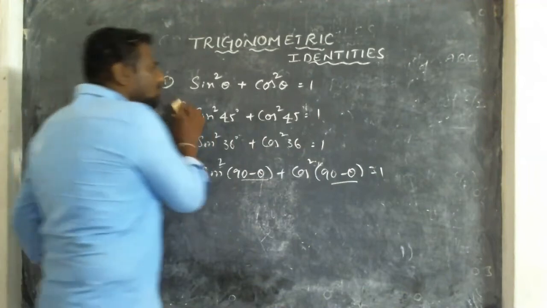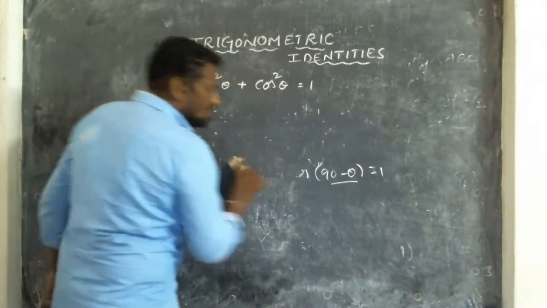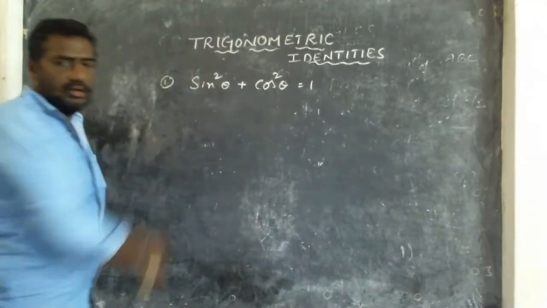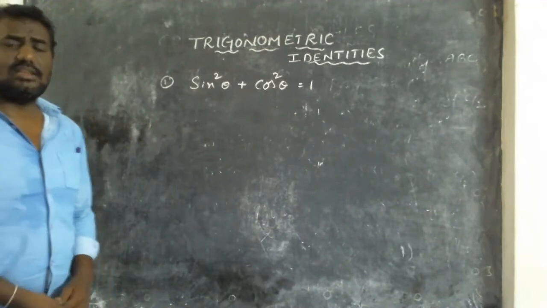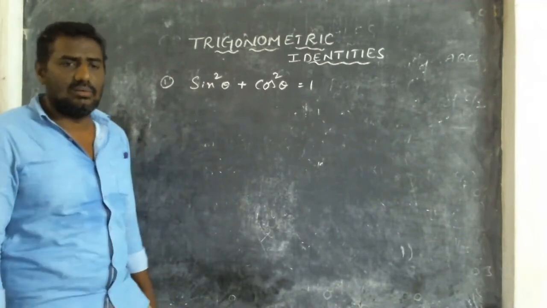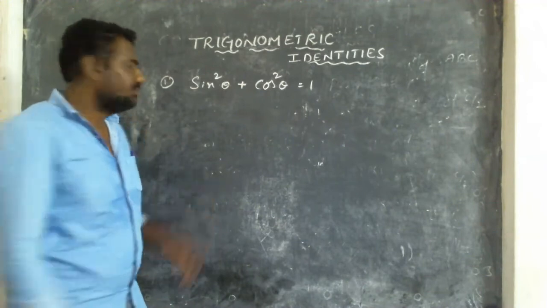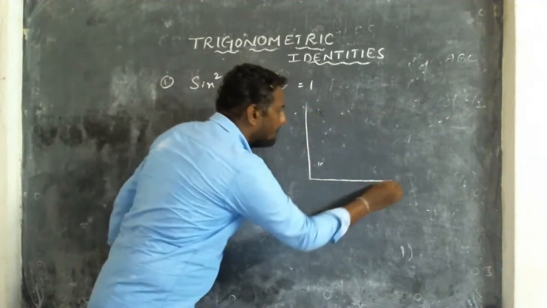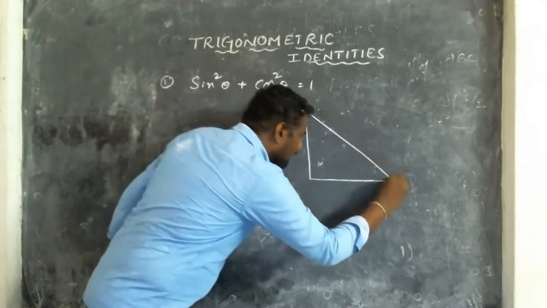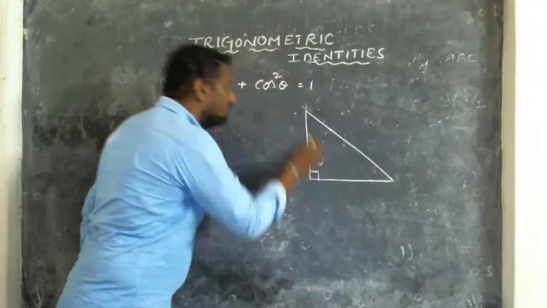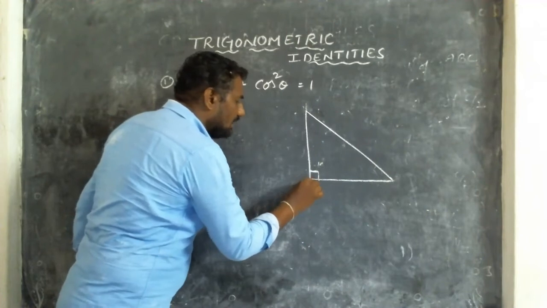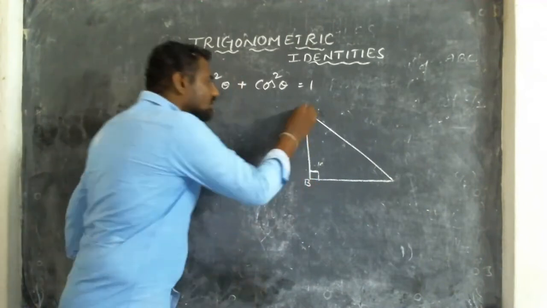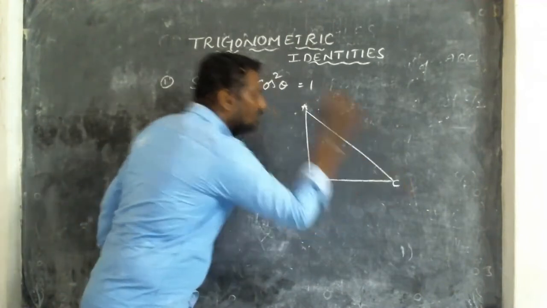Now we'll go for the proof. Proofs are very important. We have to prove sine square theta plus cos square theta equal to 1. First of all, we'll draw a right triangle. At the 90 degree angle you put any letter, B. The other side we consider as AC.